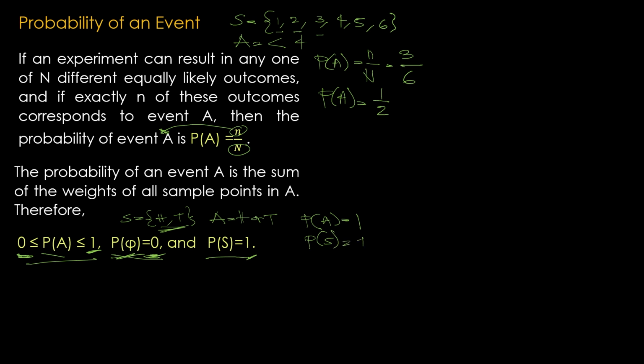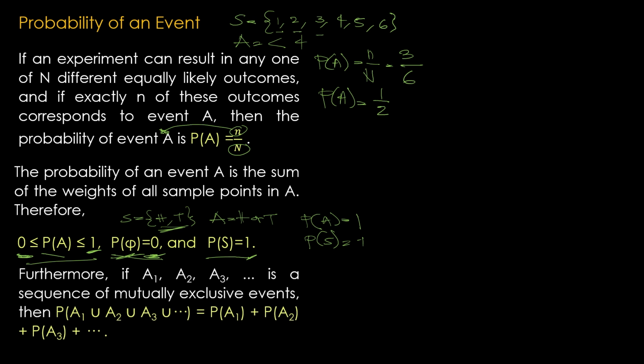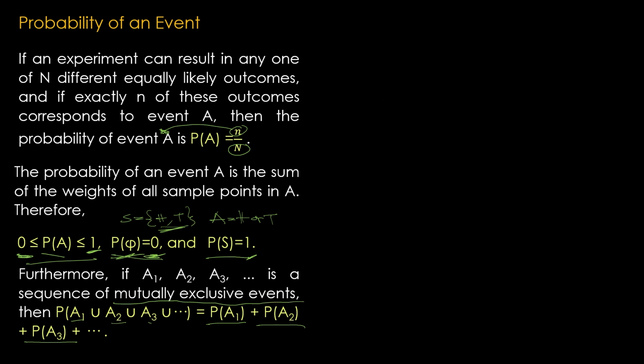Furthermore, if A1, A2, and A3 is a sequence of mutually exclusive events, then the probability of the union of all these events is equal to the probability of A1 plus the probability of A2 plus the probability of A3 up to the probability of AN, if they are mutually exclusive events.